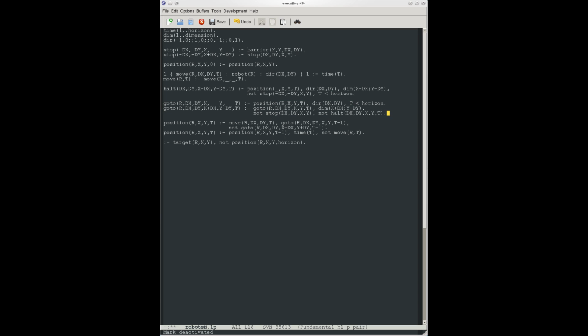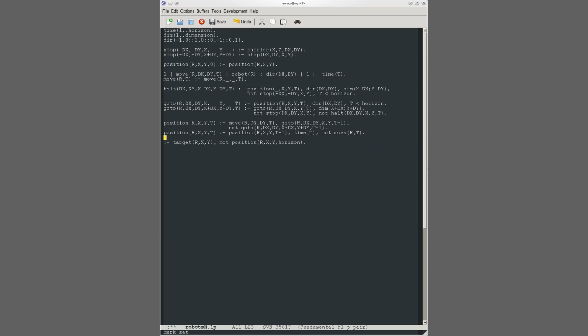The quaternary position relation gives the position of robot R at time point t, dependent on the movement of the robot. The frame axiom in the next line simply carries over the old position of robots which don't move in the current time step. The last line is an integrity constraint which simply makes sure that the solution contains a plan that puts the equally colored robot on the target within the given time frame. With this encoding, we actually would be finished and can run the program.